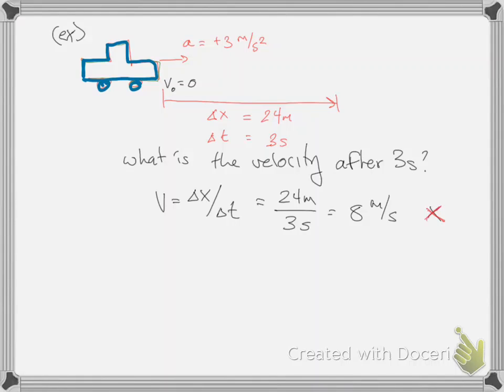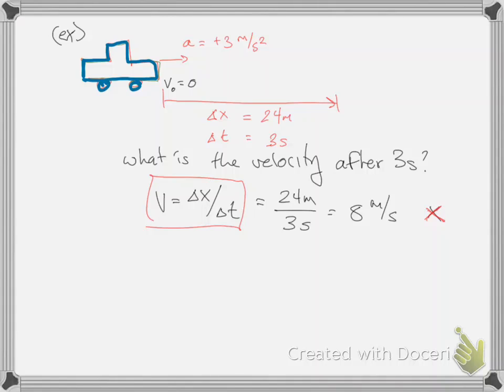Why? What did I do wrong? How come that's wrong, right? We know velocity is distance over time, or displacement over time, sorry. Why is that wrong? Well, it's because this, again, as I just said, assumes a constant velocity. This equation in the red box is true only for a constant velocity.